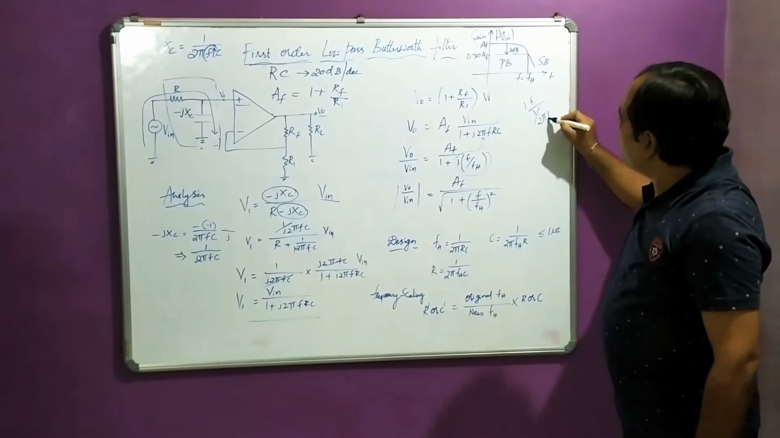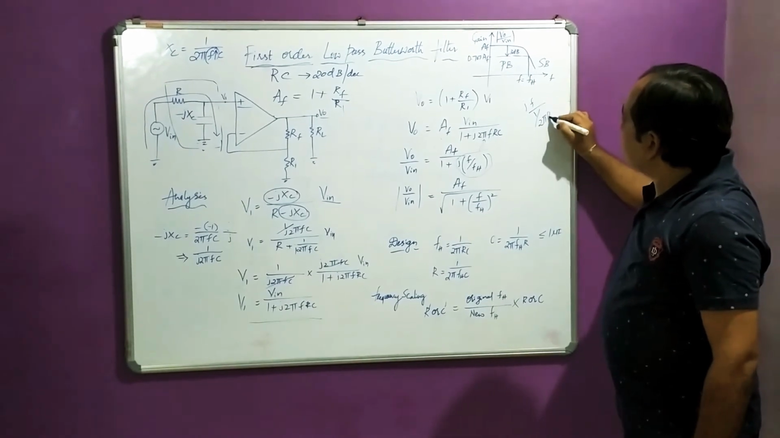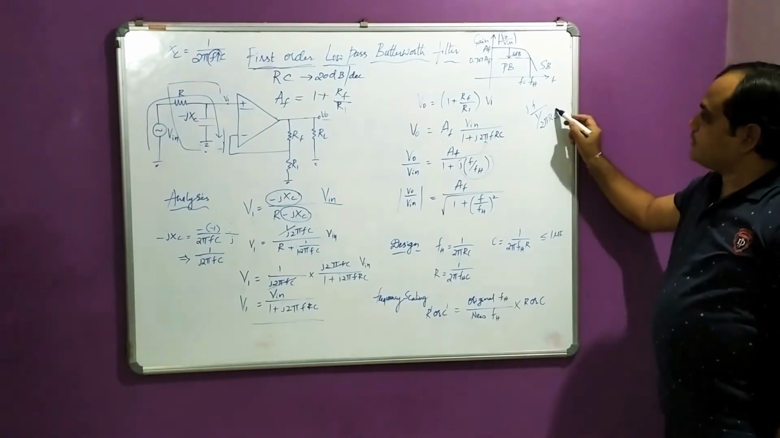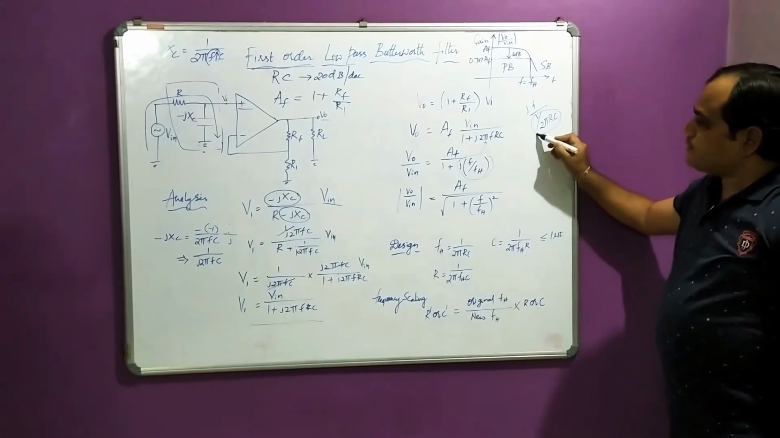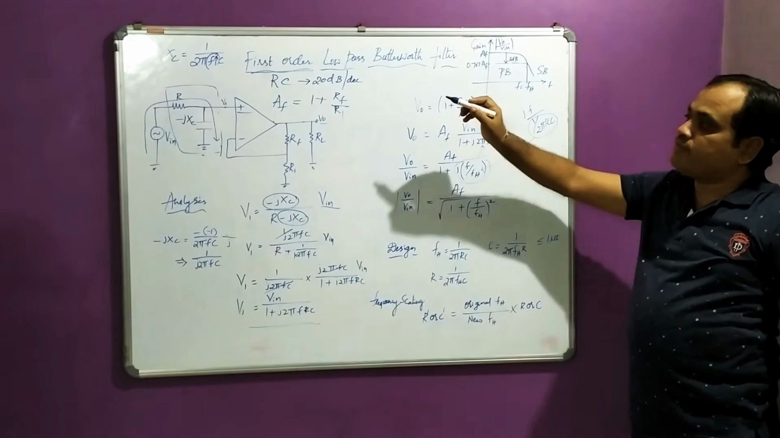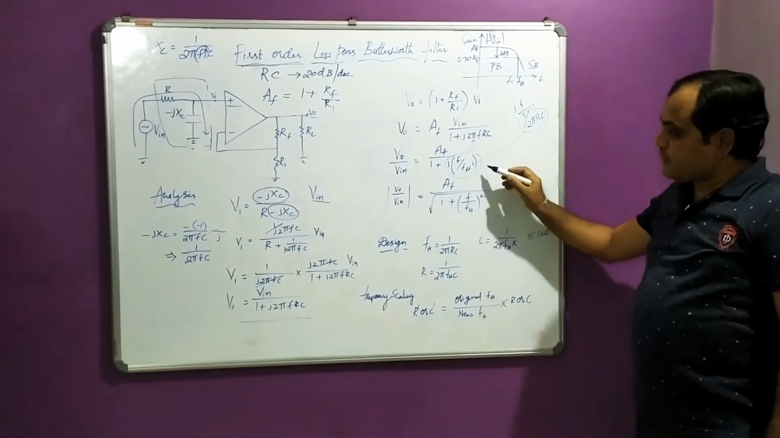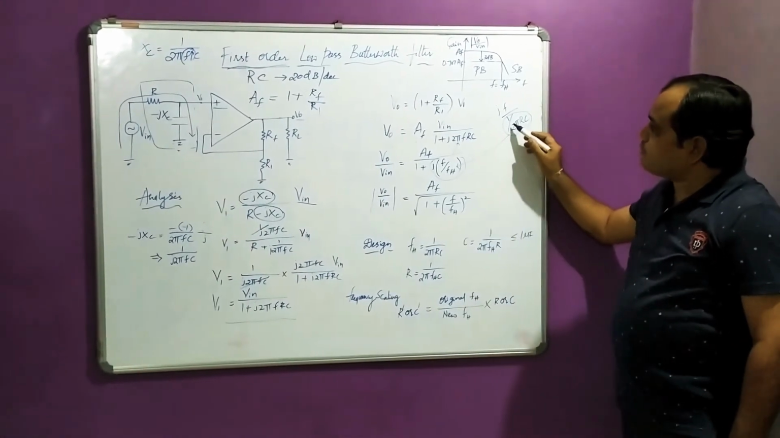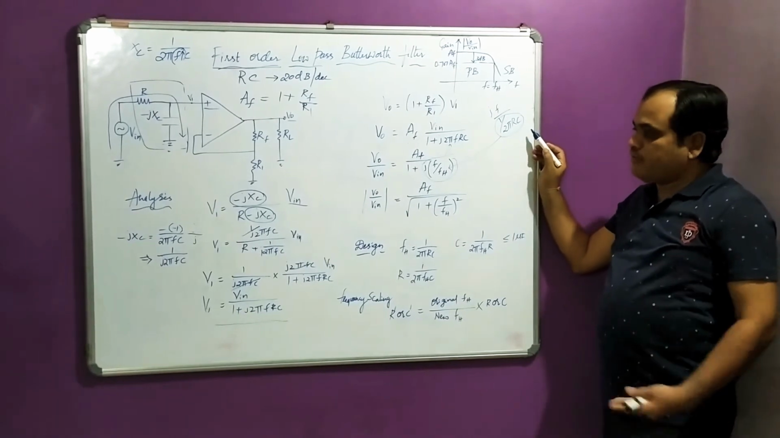1 divided by 2 pi f, so 2 pi RC. Now just see this term in the denominator. I will replace this term with a new term called FH, which is nothing but the higher cutoff frequency of a first order low pass filter, whose formula is 1 by 2 pi RC. So this is something we have derived now.